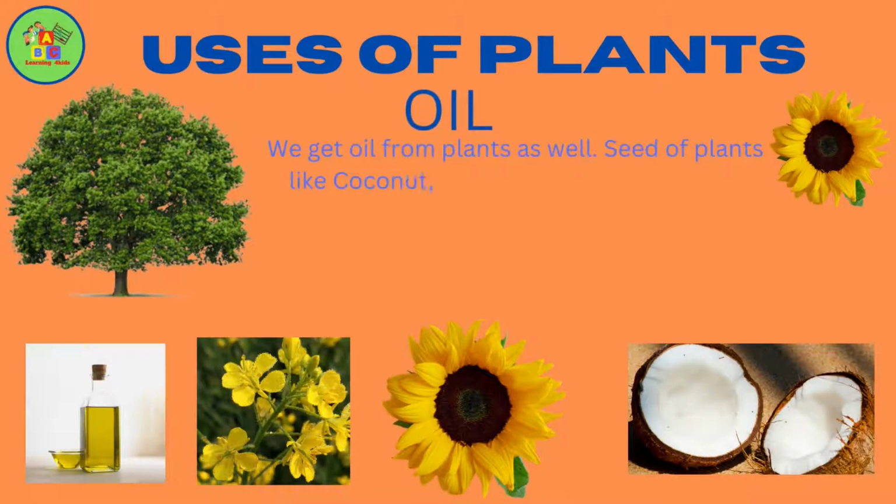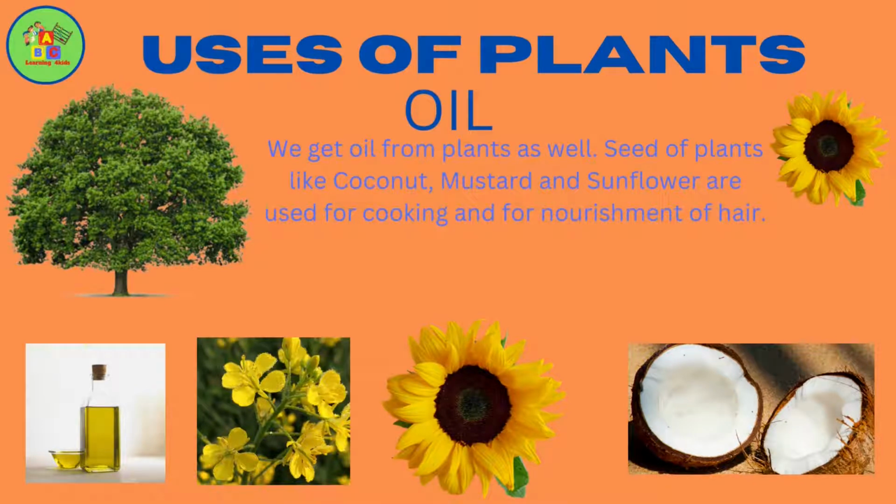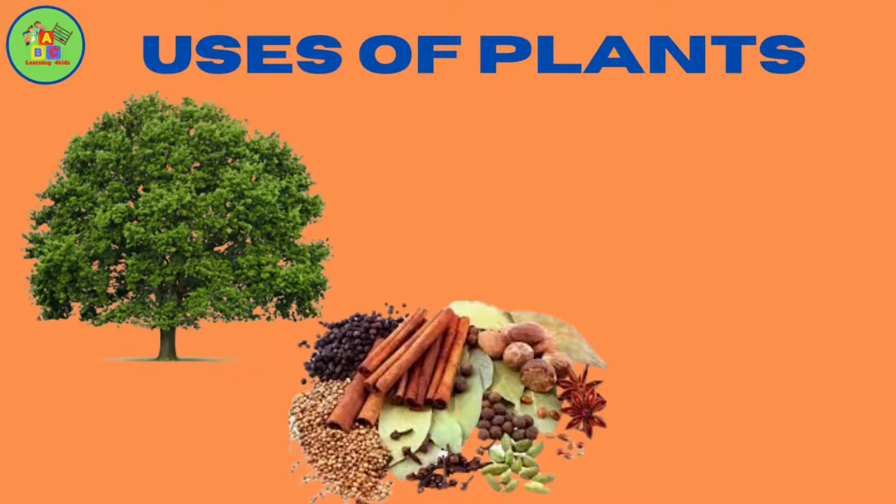Oil. We get oil from plants as well. Seeds of plants like coconut, mustard and sunflower are used for cooking and for nourishment of hair.